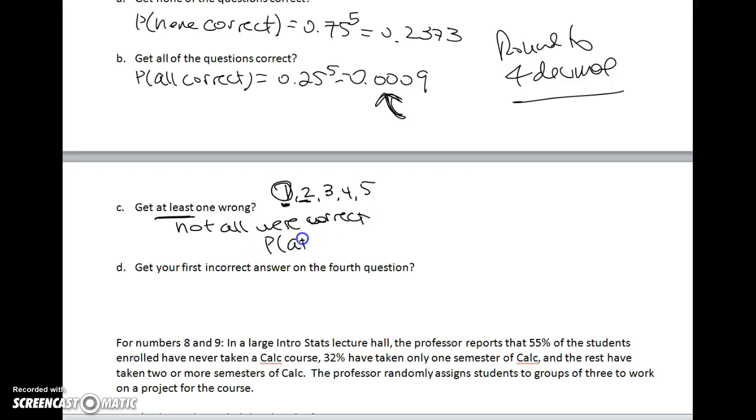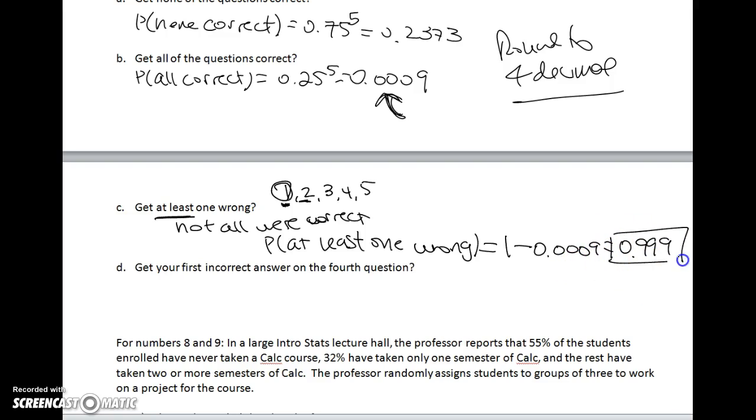So the probability of at least 1 wrong is going to be 1 minus getting them all correct. And in part B, we figured out what the probability was of getting them all correct. So we subtract and we get 0.999.